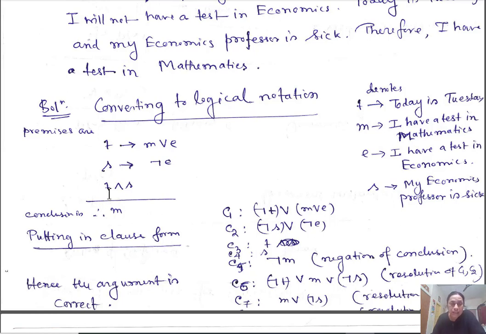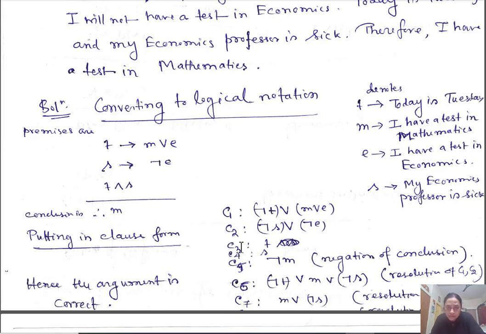And this is T and S, so you write T here and S here. You divide it into two clauses. And you take the last clause, the negation of the conclusion, negation of M. Now you combine and check whether the argument is correct or not.